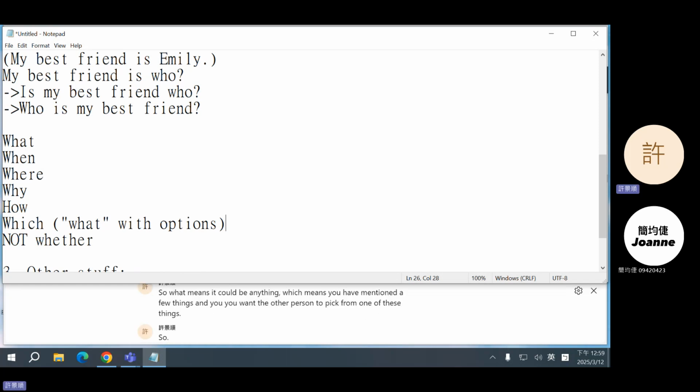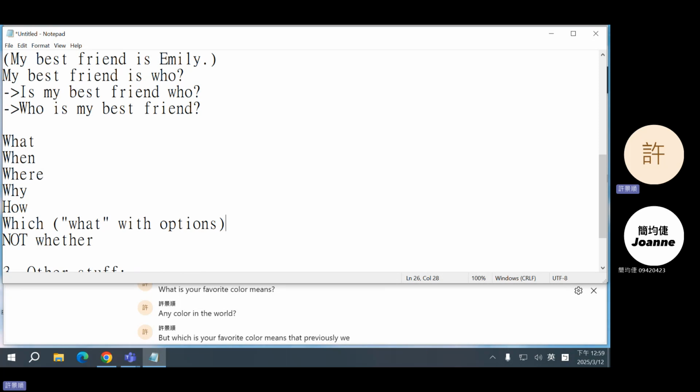So what is your favorite color means any color in the world. But which is your favorite color means that previously we have mentioned several colors. From these colors, which one is your favorite?